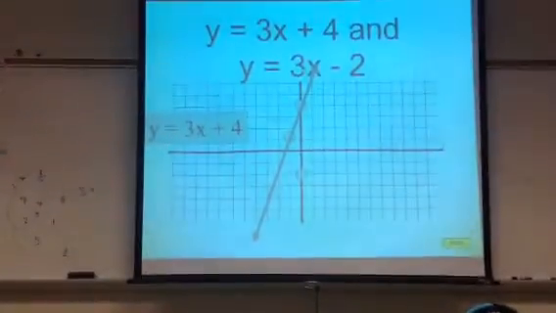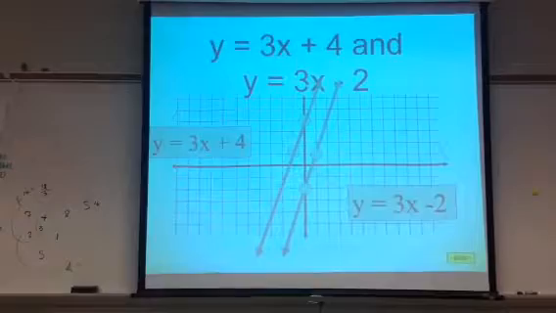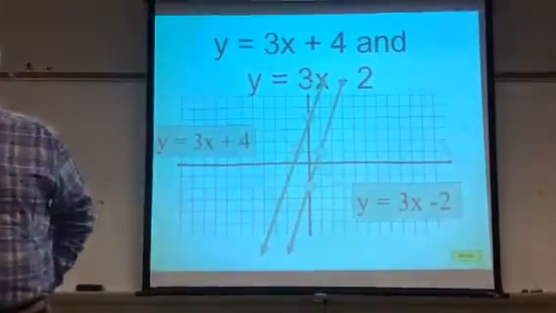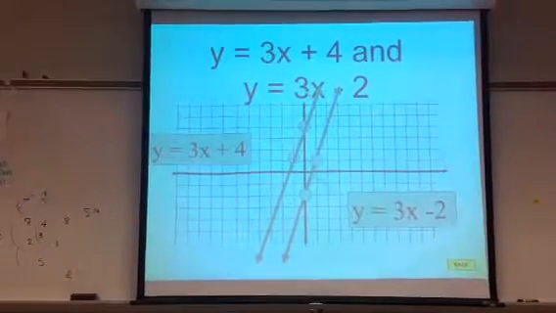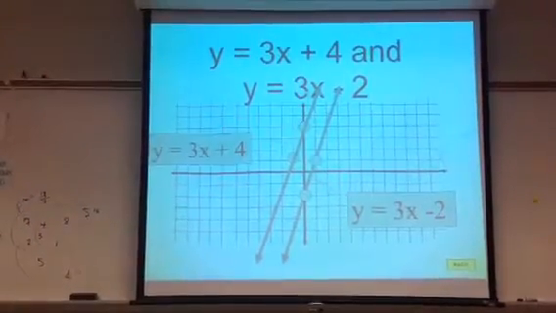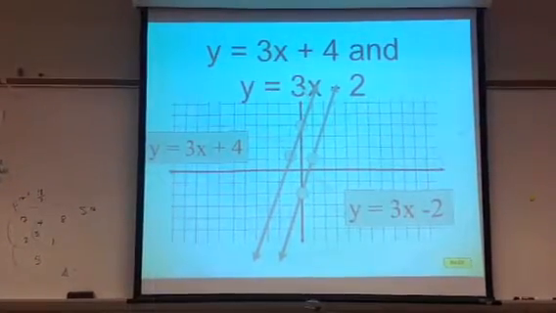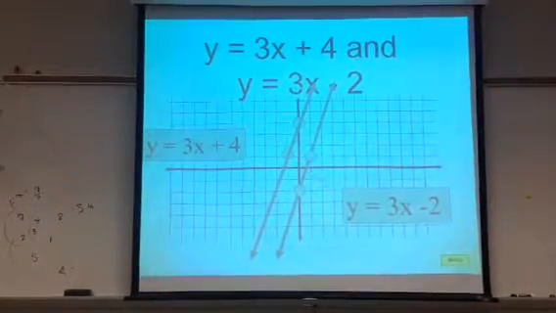So here we're showing you the graph of each line. You can see they're parallel, and you can see that they have different y-intercepts. What we're concerned with will be the equations of these two lines. We're going to be writing equations. So the slopes M will be exactly the same.